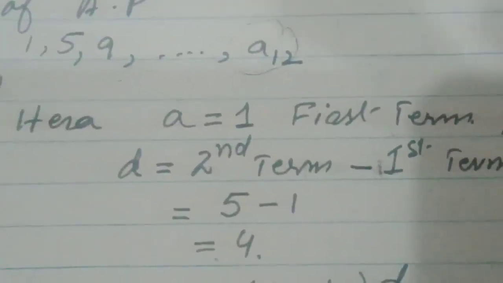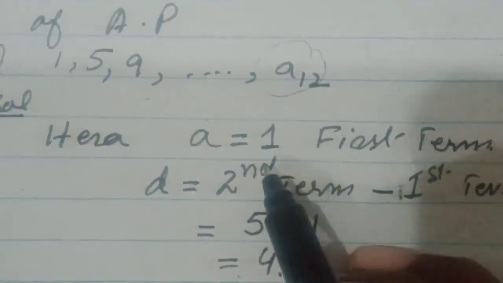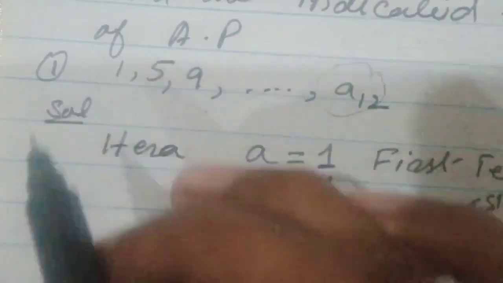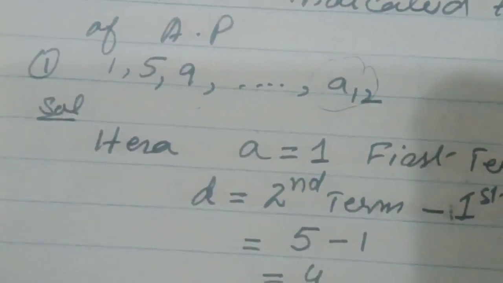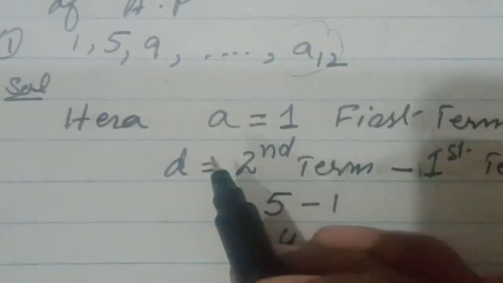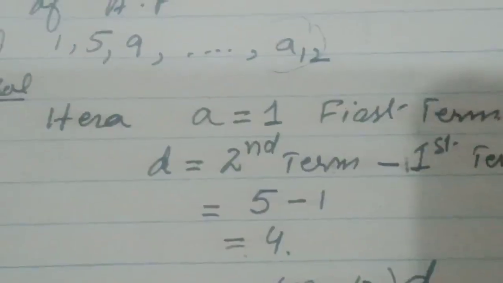Now we know the first term is given: a is equal to 1. And what about the difference? We know that in an AP the next term comes after adding a fixed number, so we will formalize the difference. You can see that after adding 4 you get 5, and after adding 4 again you get 9. But formalizing it, we say the second term minus the first term. The second term is 5 and the first term is 1. So you have the difference.